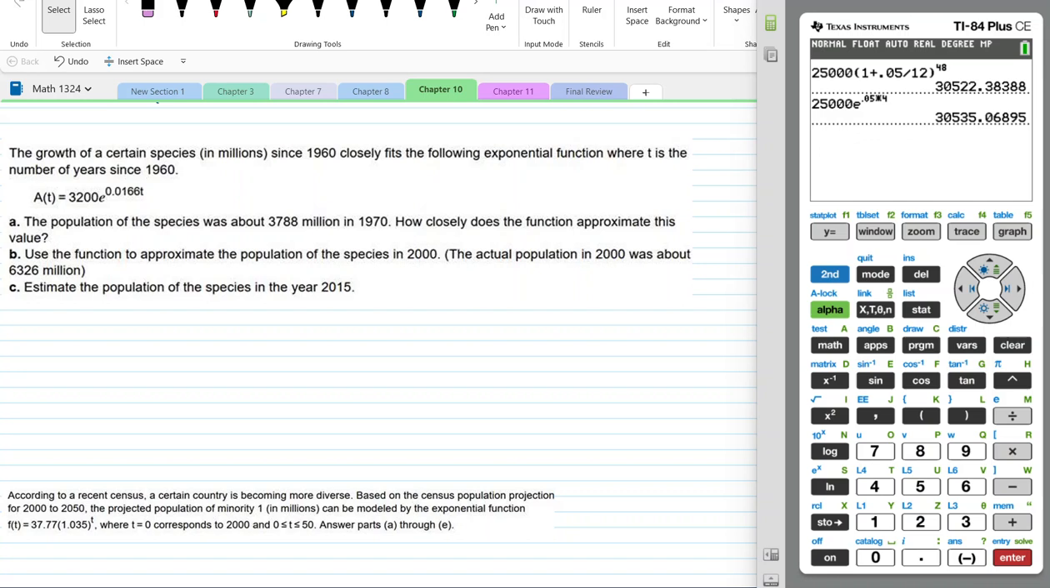So here we have our account, and you can see that our initial value is $3,200 raised to this interest times T. And so here we go. And this is for population, because that's what this is. But you can think of it as the same thing as what we had with the P. All right, so this is growth. The population of a species was 3,788 million in 1970. This is 10 years from that point. How closely does a function approximate the value? So we're checking.